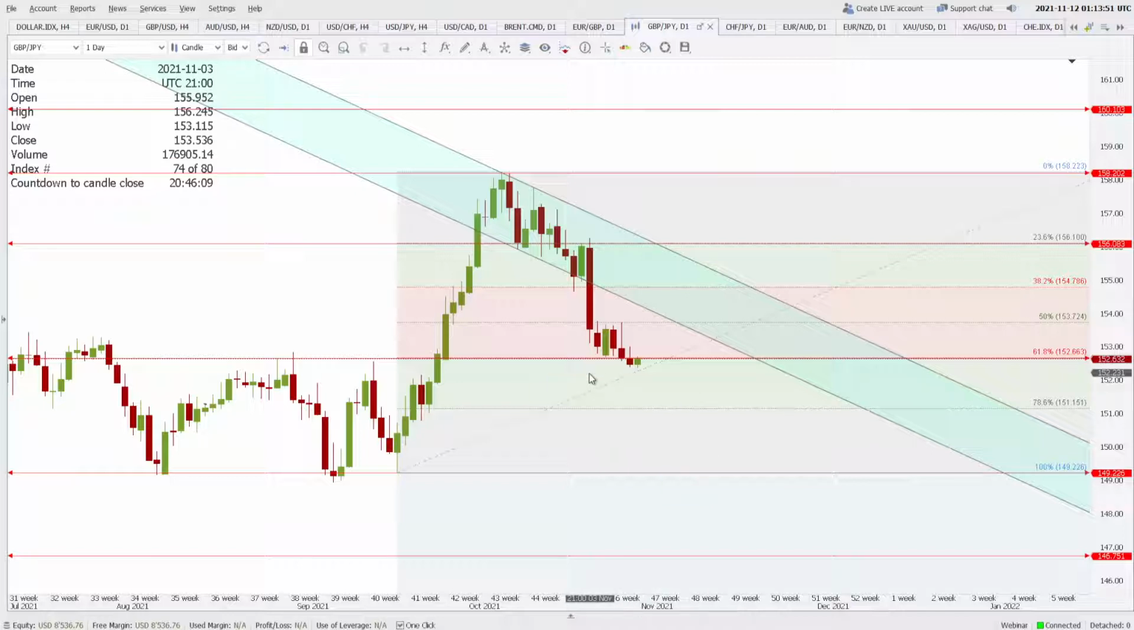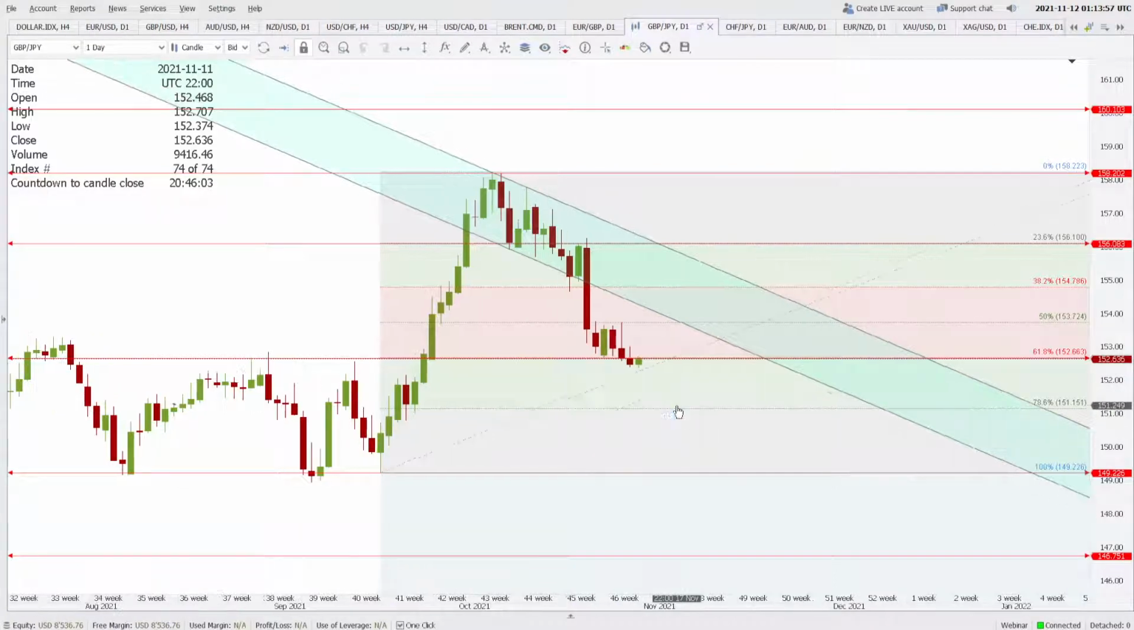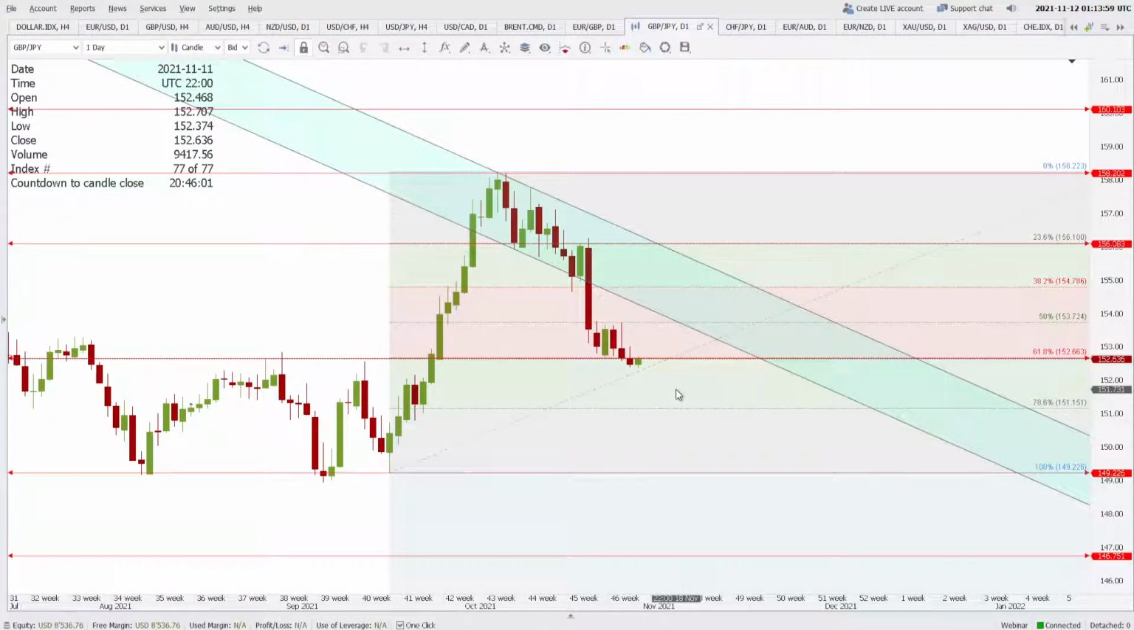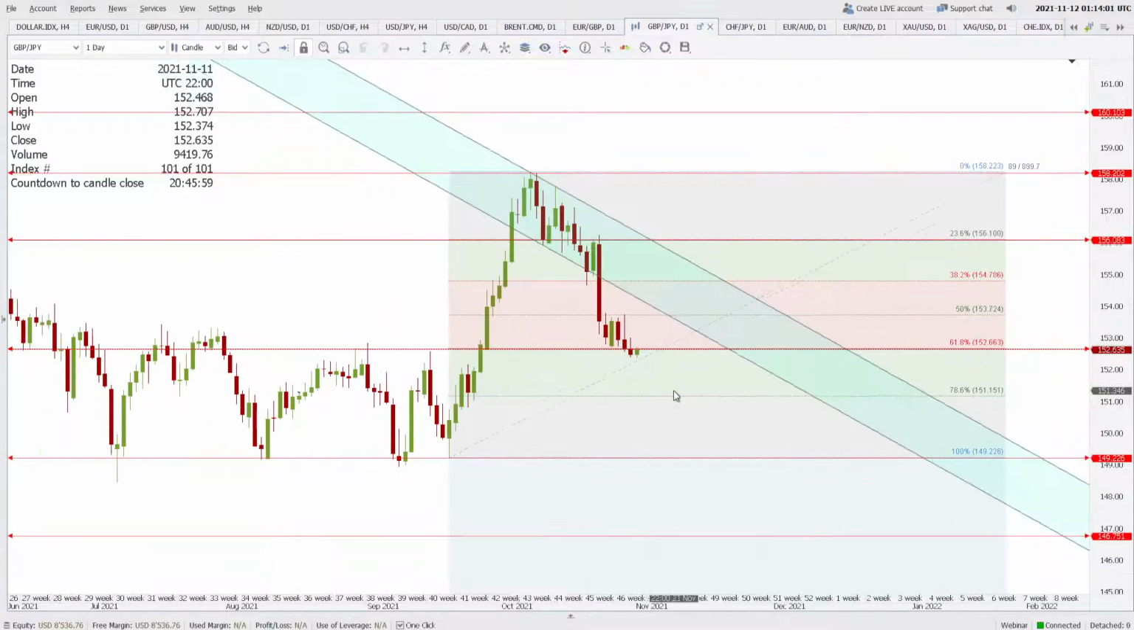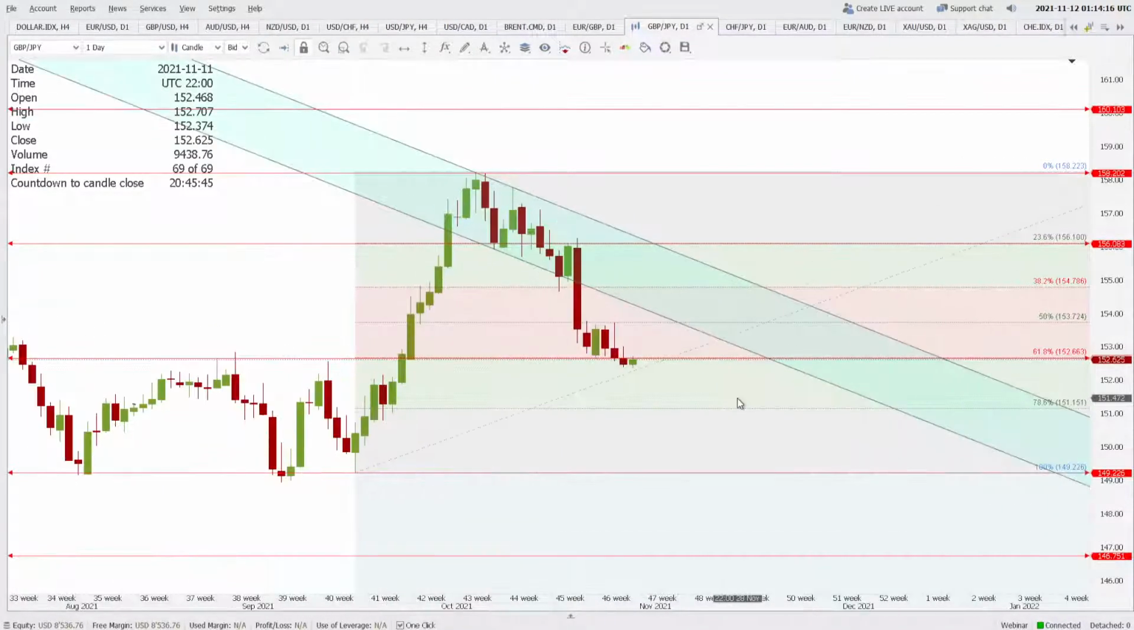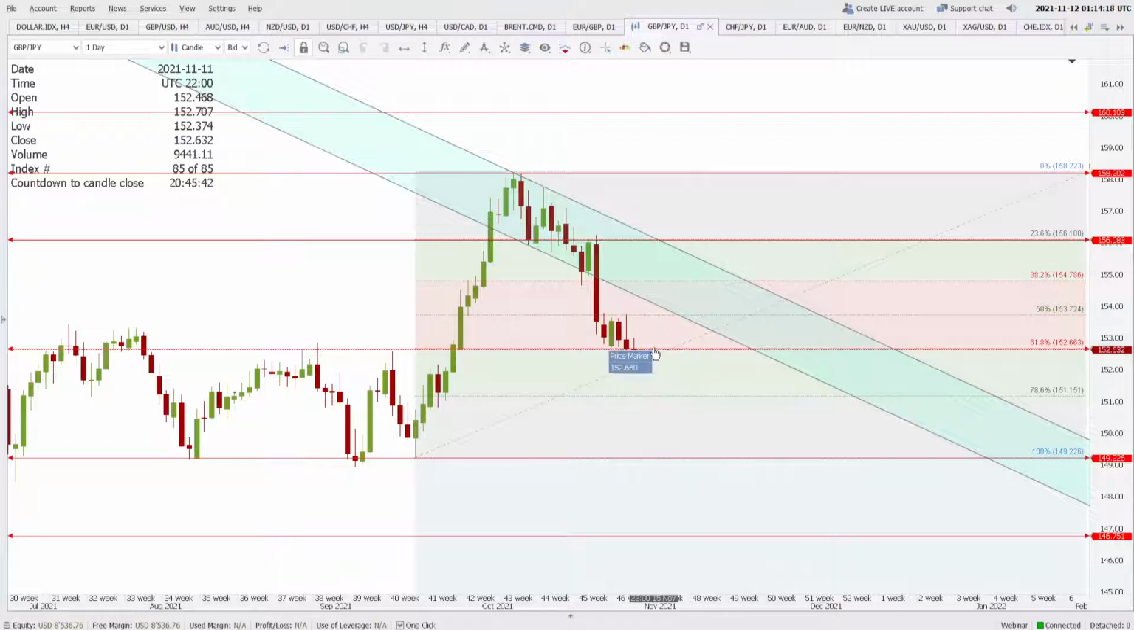GBPJPY gave us a close below the crucial level of 152.66 yesterday, but still there is no follow-up to the downside. The reason is that it has been a very important level, and today is the weekly close. If the weekly close happens below 152.66, that will give an indication that the price is headed back to 149.22. But I just believe that there may not be a close below 152.66.